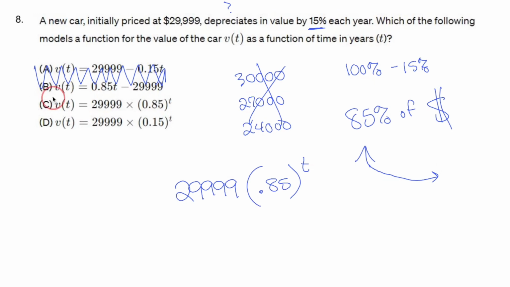So the one that we get is C. D means you're going to take away 85%. That's definitely not what we want to do.